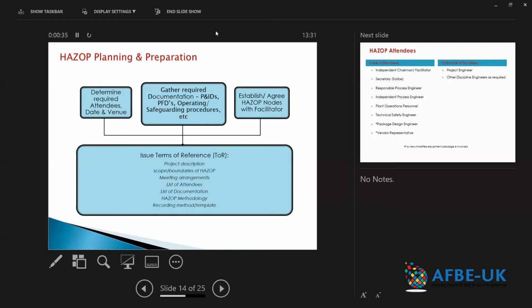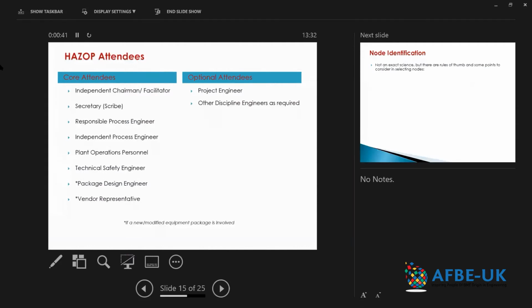I think I've listed HAZOP attendees on the next slide. So yeah, HAZOP attendees: you've got to find a chair, an independent facilitator, to chair the HAZOP. You've also got to have a scribe for the HAZOP.